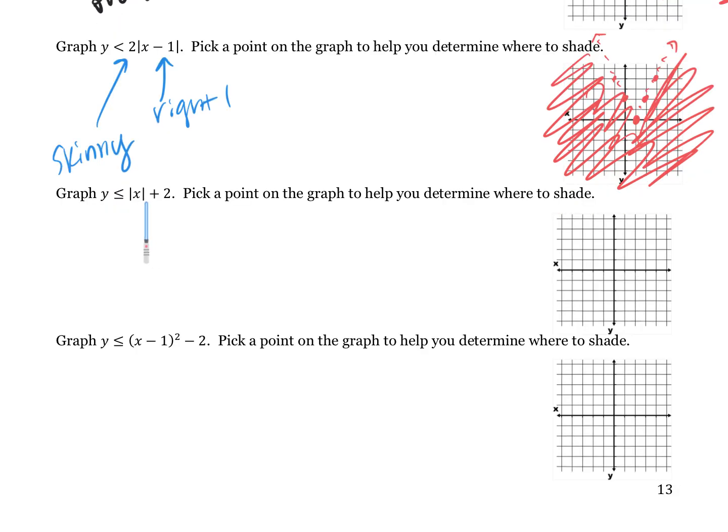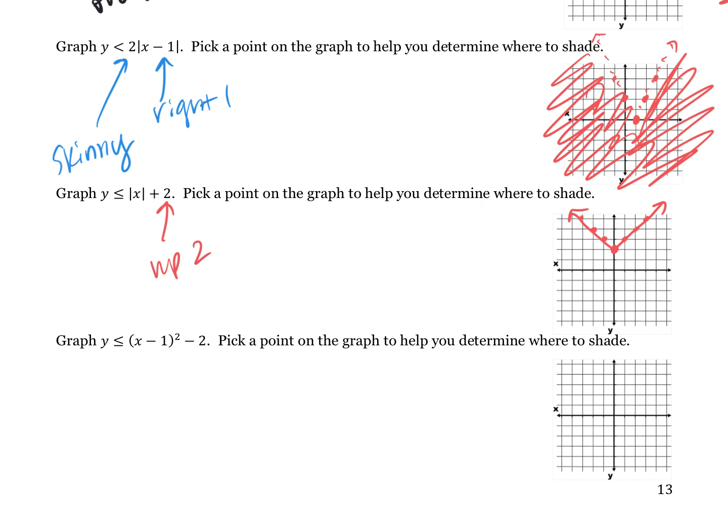How about this one? Absolute value, and then plus 2. Up 2, exactly. This is going to take that little V up 2. What's the slope, though? Yeah, it's just back to 1. Back to the normal width. Solid or dashed? Very good. Shade above or below?